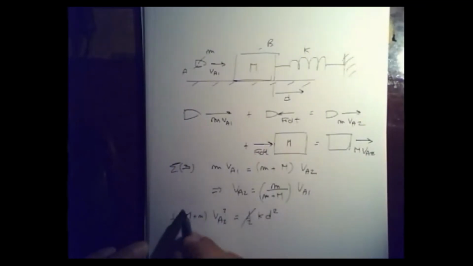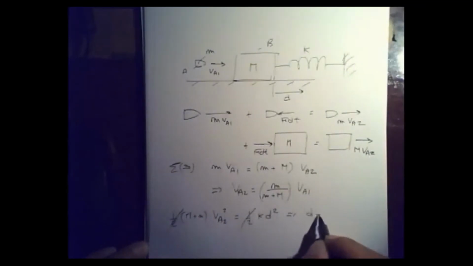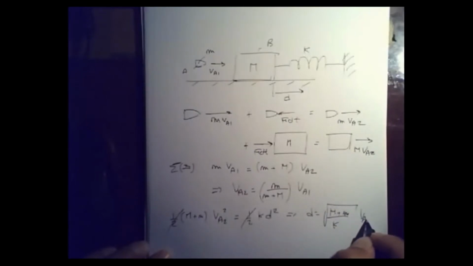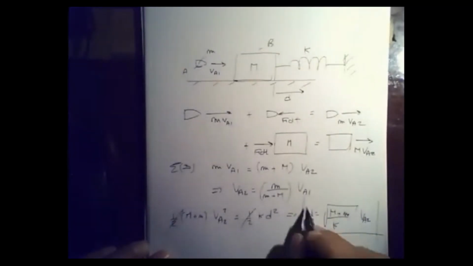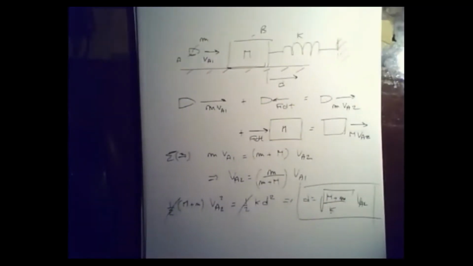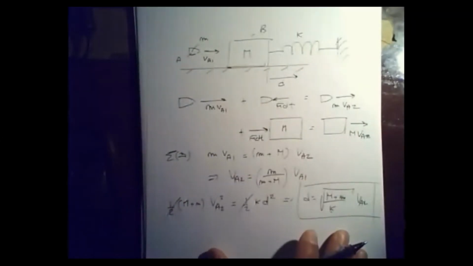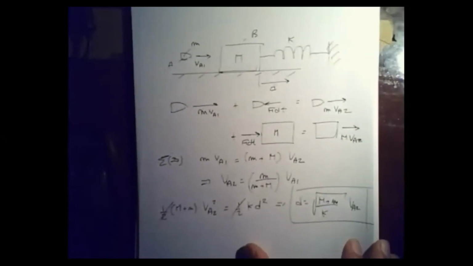So D is going to be equal to the square root of M plus m over K, multiplied by VA2. So you see, really, it's like a 2-minute problem, right? Okay, so next time I'm going to ask you guys to show me this, right? And that's it. Okay, yes, thank you, doctor.